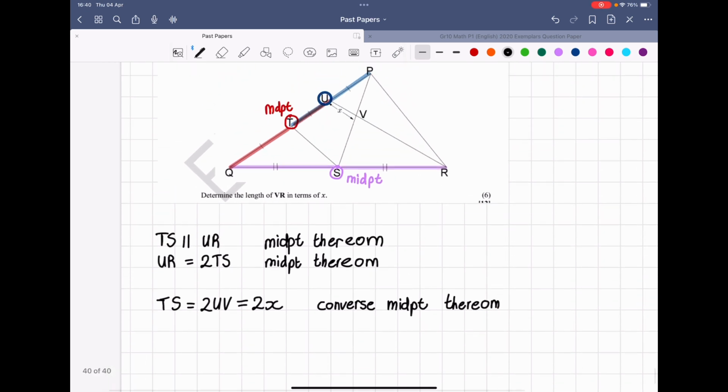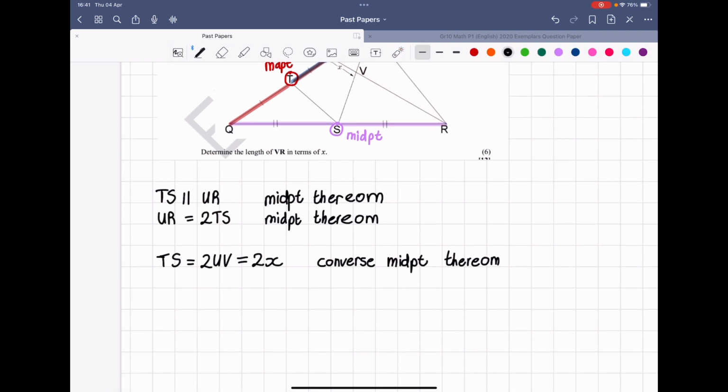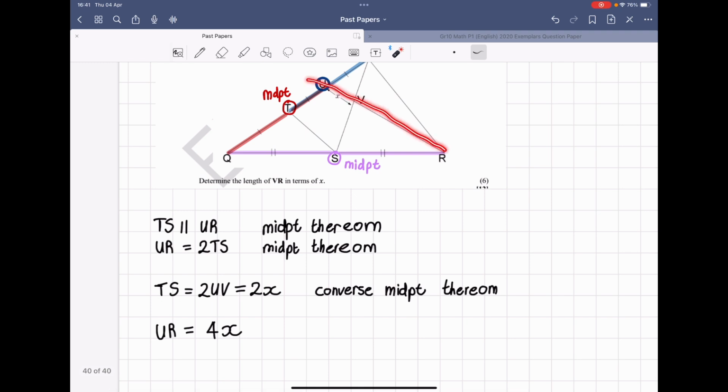So now I know that TS is equal to 2x, and I had said that 2TS is equal to UR, which is this whole line here, which means that UR is equal to 2 times 2x, right? So if UR was equal to 2TS and TS is equal to 2x, then UR is equal to 2 times 2x, which is 4x. So that's for the whole line UR, but I was given that UV is equal to x. So that means that VR is going to be equal to the whole of UR, which is 4x, minus just this 1x, and so VR is equal to 3x.